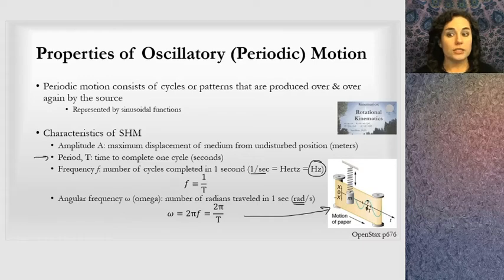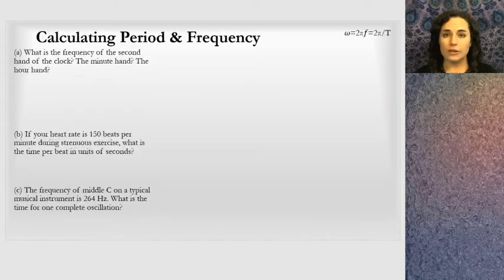I wanted to just practice calculating period and frequency and get used to reading this information in the problem. So there's the equation that I had: frequency is 1 over the period, and I can relate that to the angular frequency simply with that equation. The first thing I picked out here for us to work on is: what is the frequency of the second hand of a clock, the minute hand, the hour hand?